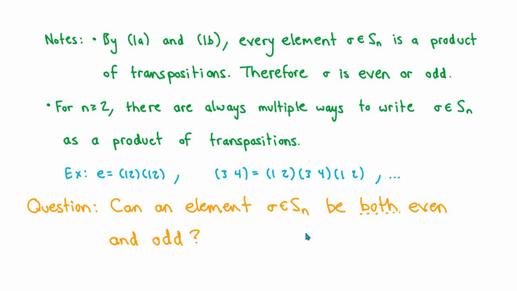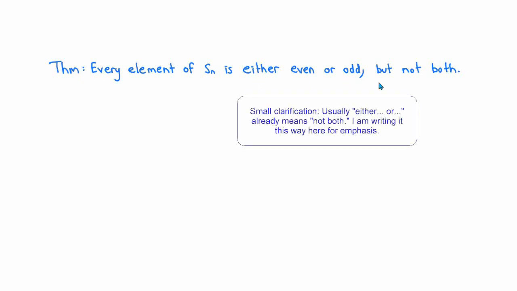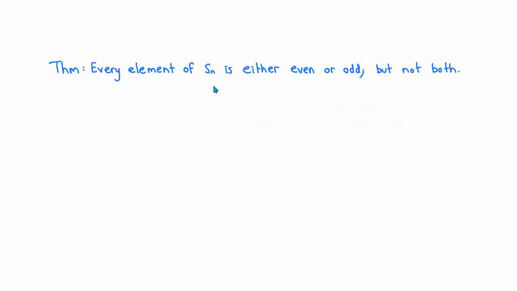Well, it would be easy to brush this under the rug and keep going, but I'd like to convince you that this can't happen. So let's write this as a theorem and try to prove that every element of Sn is either even or odd, but not both. Now, we've already got the first half of this done. We know that every element of Sn is either even or odd. So what remains is just to show that an element of Sn can't be both even and odd.